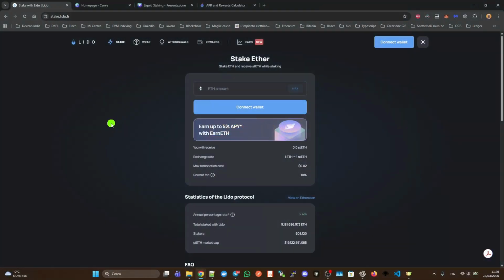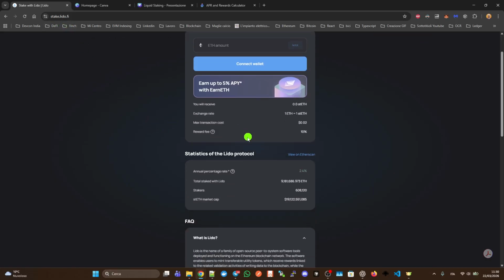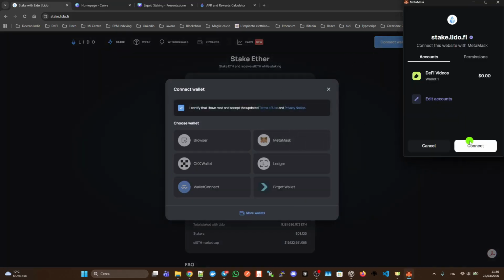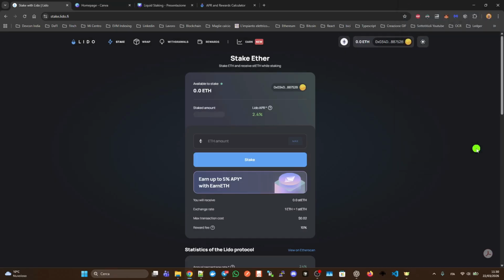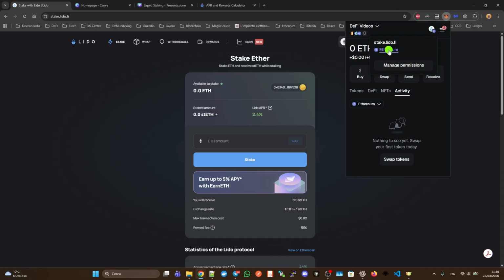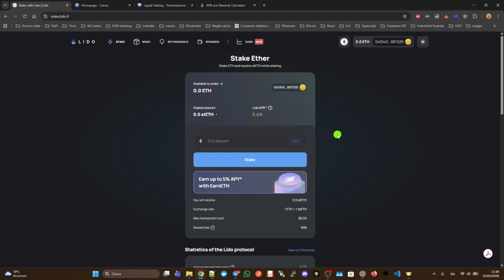So this is the Lido application, stake.lido.fi. Like in every application, we connect our wallet, MetaMask. Okay. We make sure that we are on Ethereum mainnet. Of course, now I have 0 ETH. I'm just showing the process because the Ethereum mainnet has higher costs than a layer 2. And as we said, staking on Lido only works on mainnet.